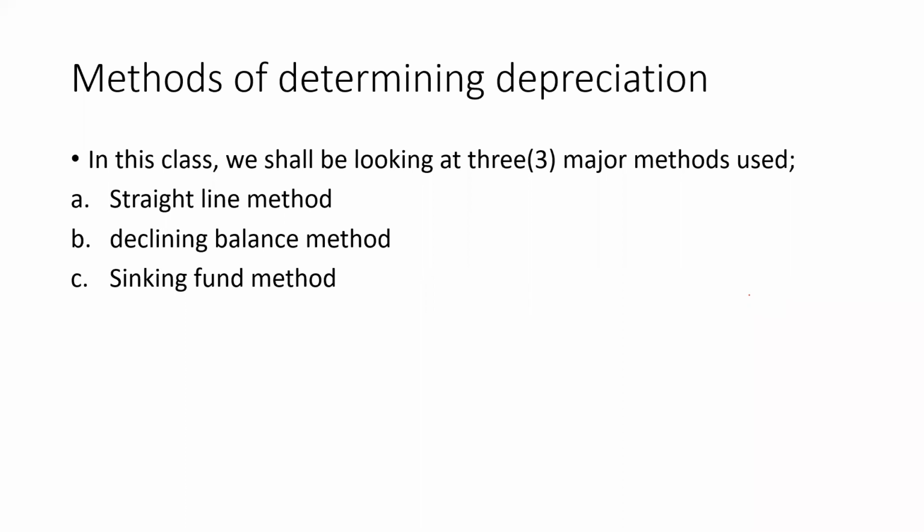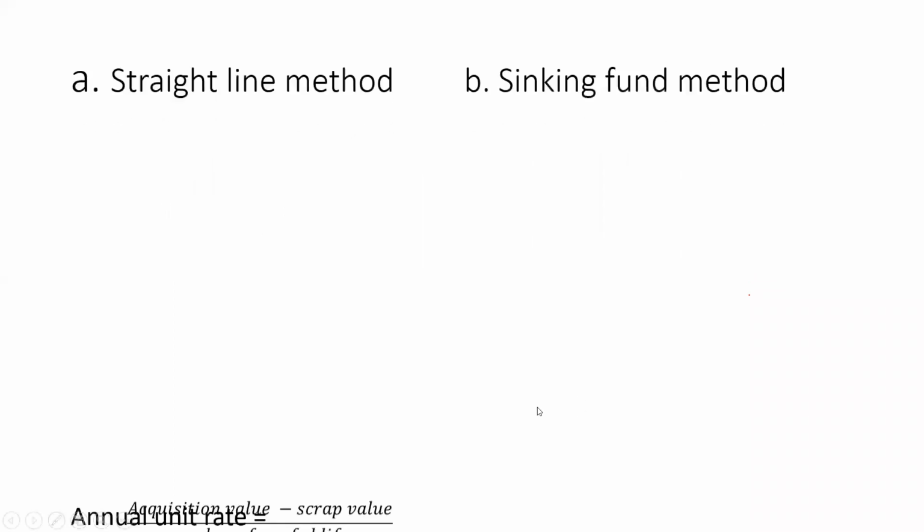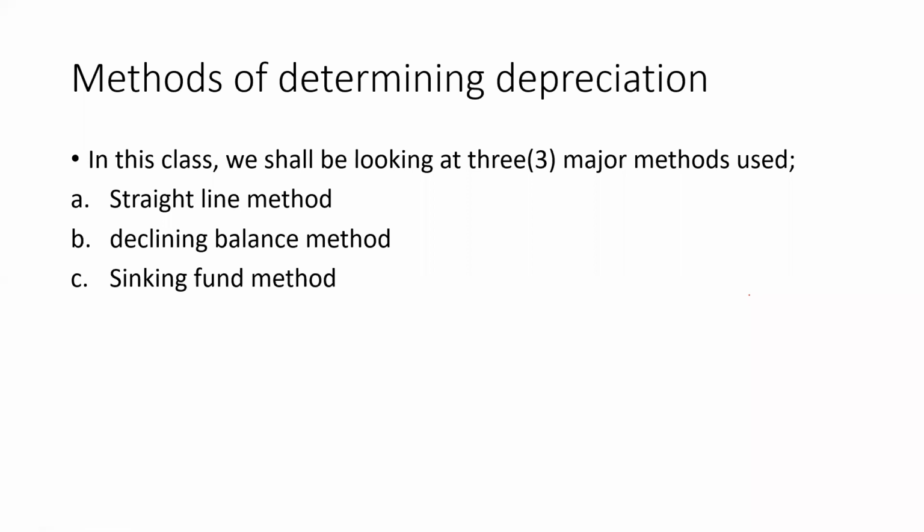Let's say, for instance, I'm buying something for 20,000 naira. Then at the end of 5 years, I am selling it for 11,000 naira. So if I'm to find the annual unit rate of that analysis, it will be 20,000 naira, which is the acquisition, that's the money I used to buy, minus the scrap value or the salvage value, all over the number of useful life.